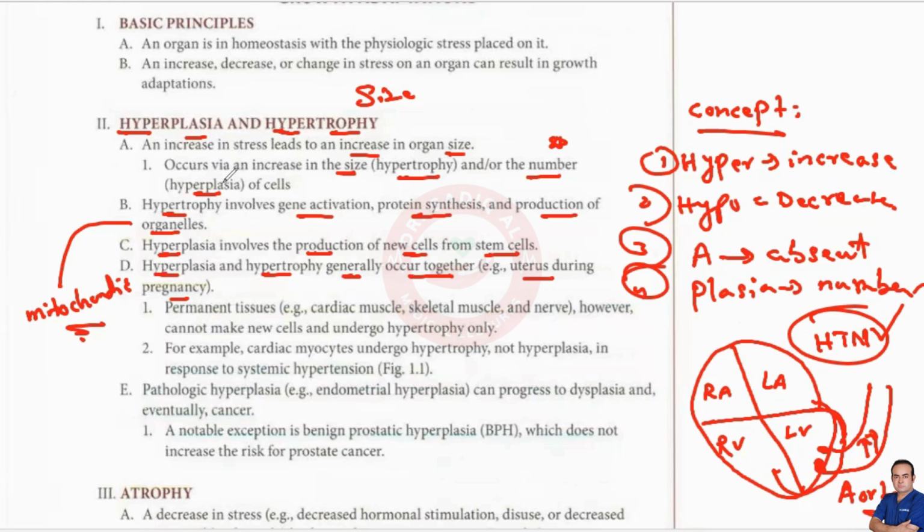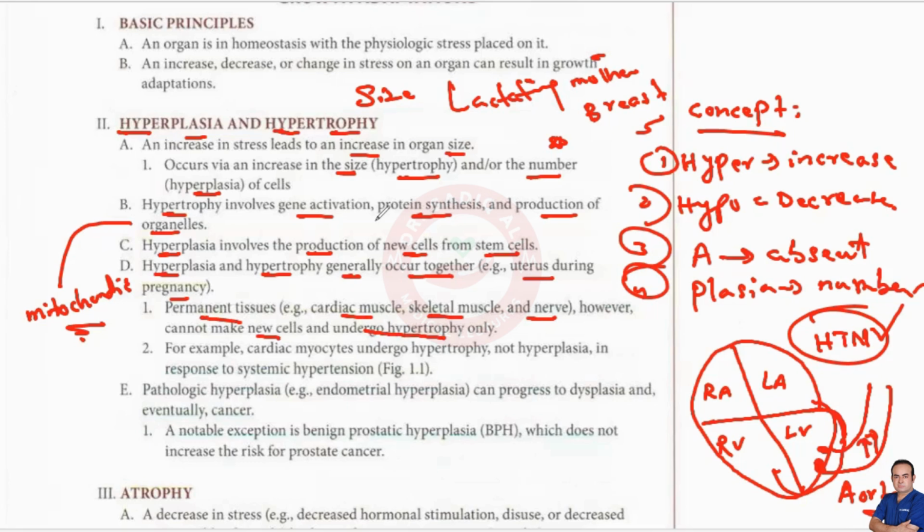Another example is the breast of a lactating mother, the mother who feeds the baby. Here the breast increases in size, that is hypertrophy, and there is an increase in the milk-producing glands, that is hyperplasia. But some permanent tissues, like cardiac cells, skeletal muscle cells, and nerves, cannot make new cells, so they undergo hypertrophy only, but not hyperplasia.